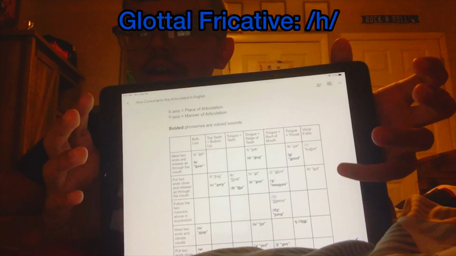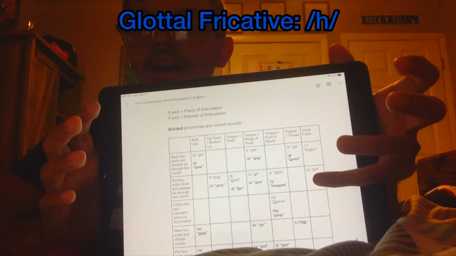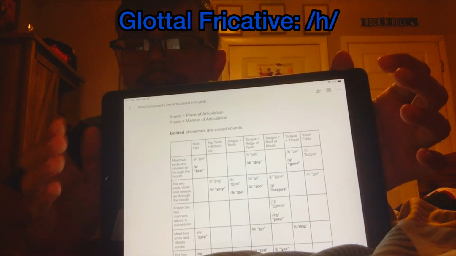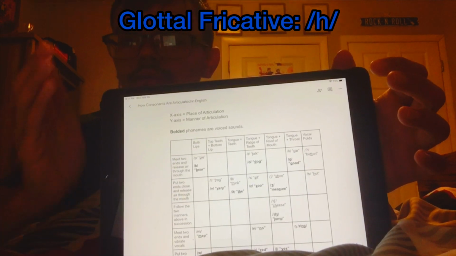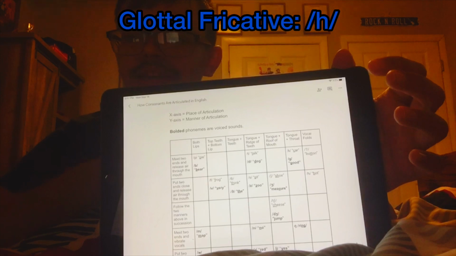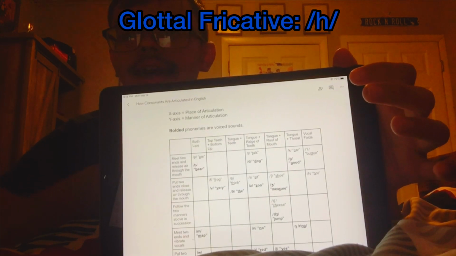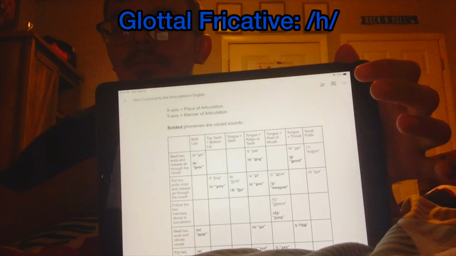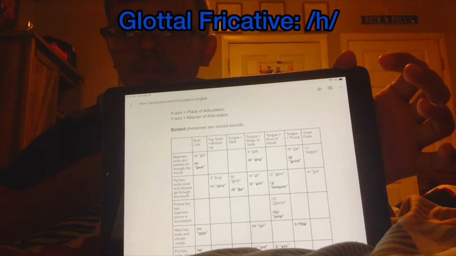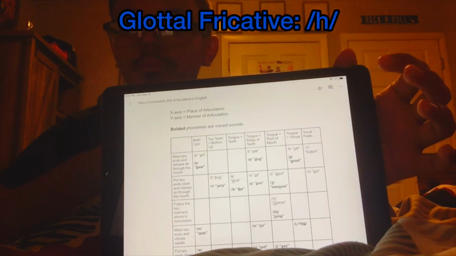All the way on the end is h, which involves air coming out of the vocal folds. This is basically the same as a regular breathing sound. And your mouth could be in any shape when you say it. The shape of your mouth is usually the sound that comes after it, like when you say hot.